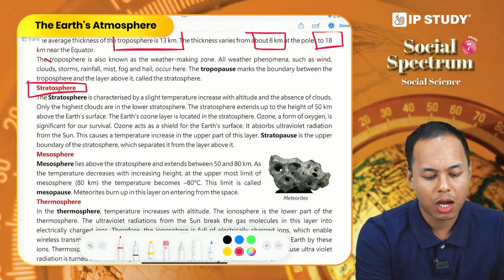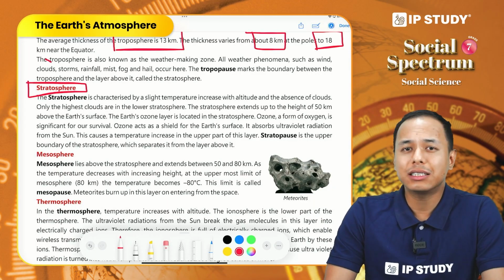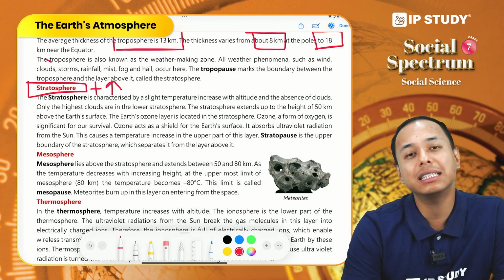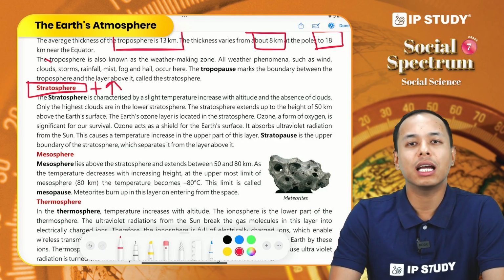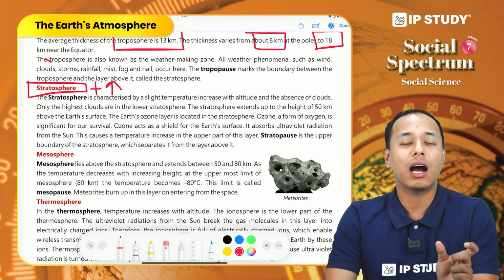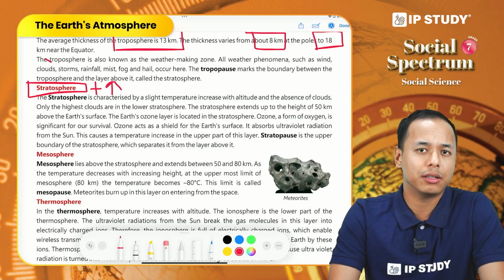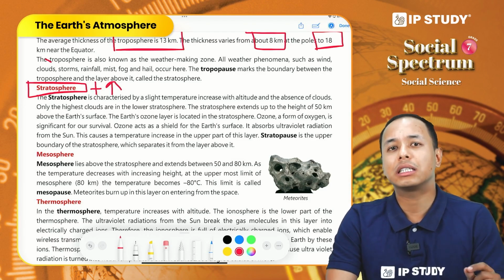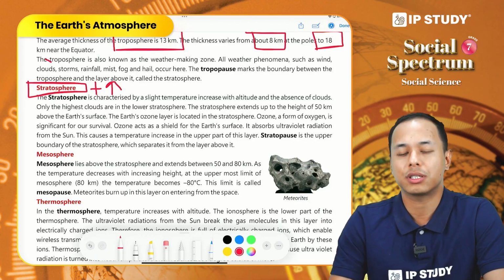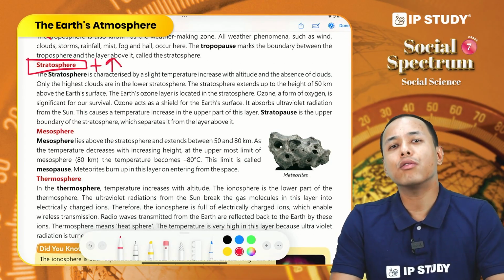So now let us discuss the stratosphere. After the troposphere lies the stratosphere, and in this layer there is an increase in temperature with increasing altitude. One of the important features is that there are no clouds, or only the highest clouds, in this layer. Mostly aeroplanes prefer to fly in this layer because there is no disturbance.